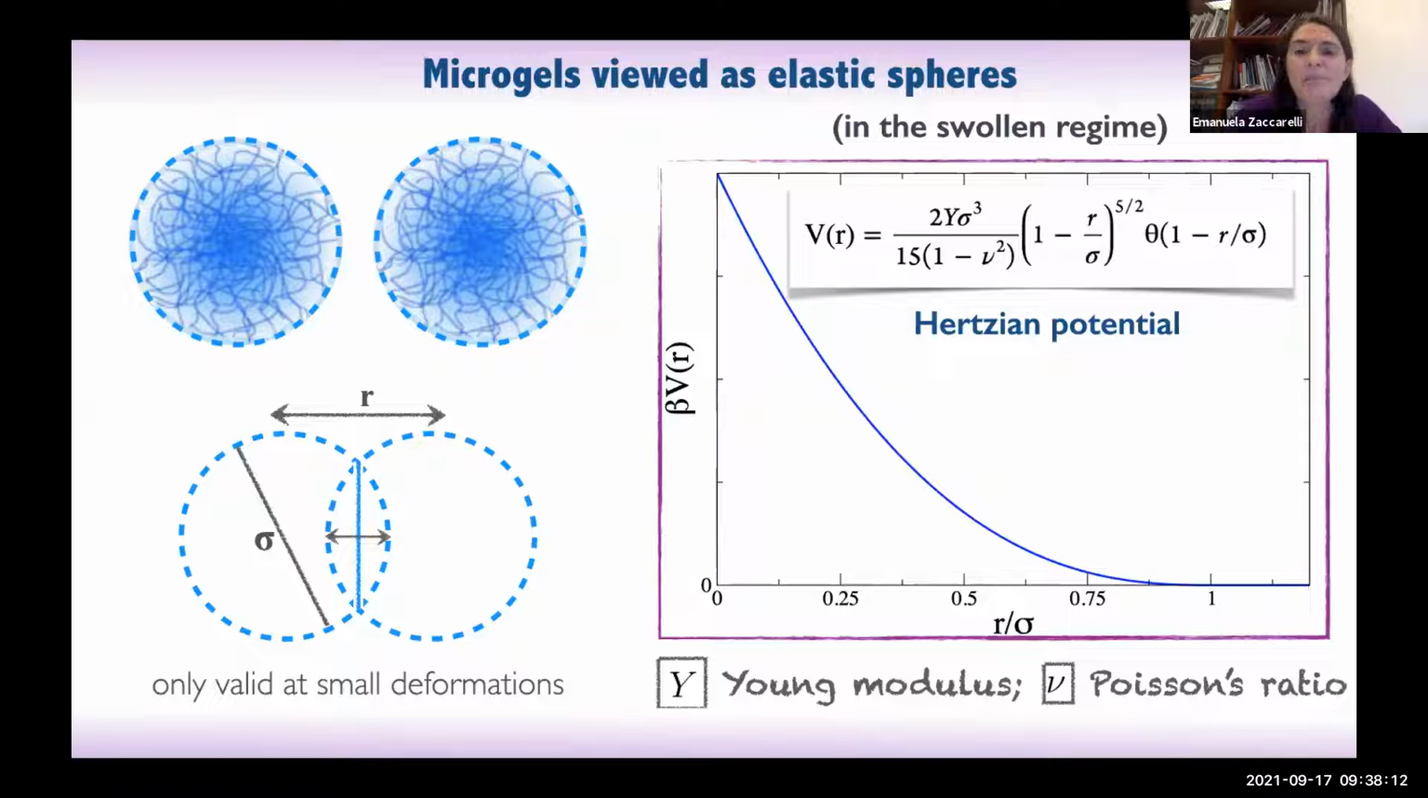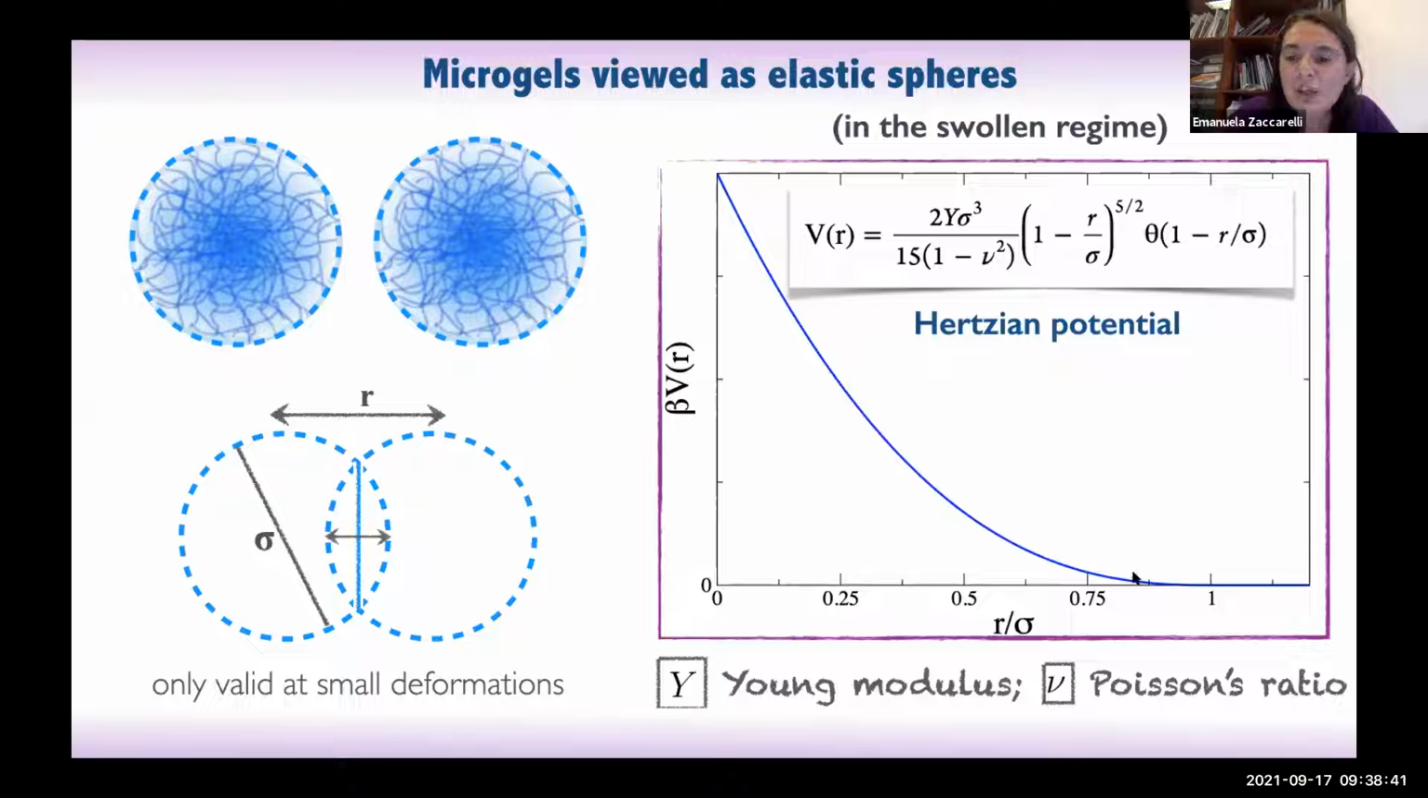And usually people, so from the hard sphere potential for hard colloids, then people say, okay, then soft colloids just behave as soft spheres with some kind of repulsion. And for microgels, the usual potential that people use is the Hertzian potential. That is the potential that is derived between 2 elastic spheres at small deformation. And the Hertzian potential, this is just for microgels in the swollen regime. Sorry, I forgot to say.